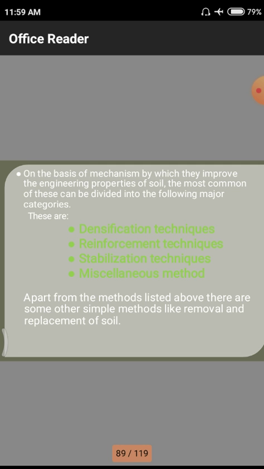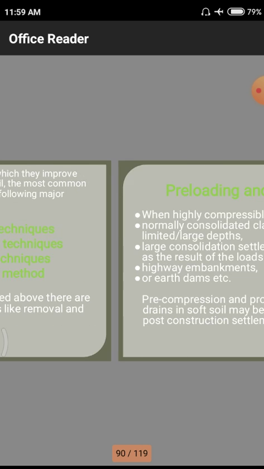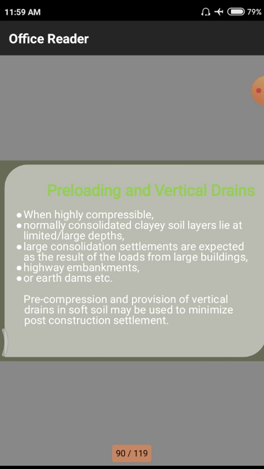Next, miscellaneous methods. In those methods we employ different kinds of physical methods and drilling mechanisms to improve the particular soil. Apart from the methods listed above, there are some other simple methods like removal and replacement of soil. Removal and replacement means whatever strata we have with loose and unconfined soils, we remove all those soils and replace them with other soils available nearby.